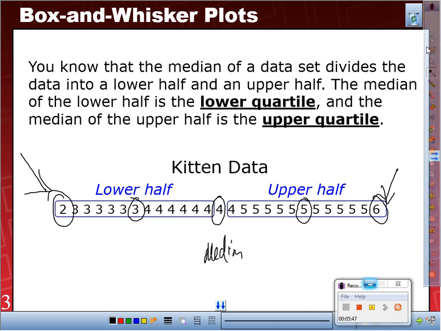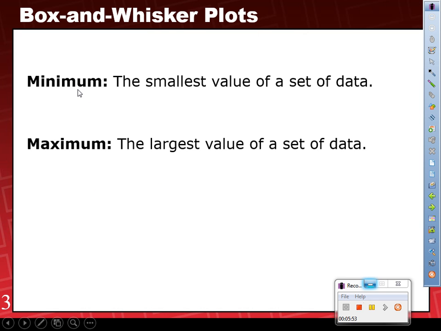All right. So therefore, according to the definition, the minimum is the smallest value of the set of data. The maximum is the largest value of the set of data. Okay? Questions, comments? All right.